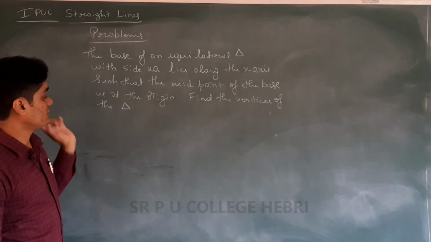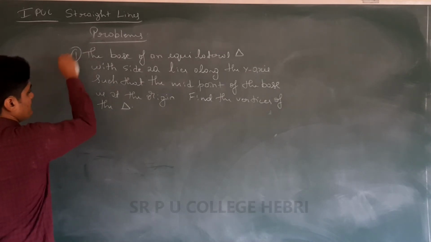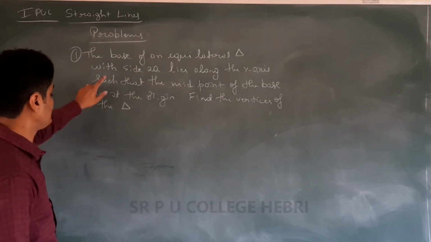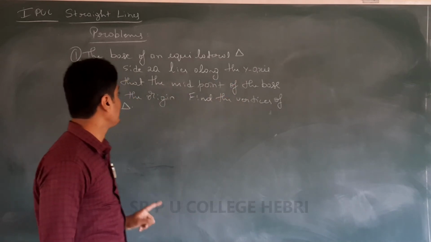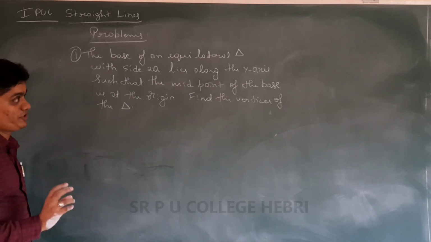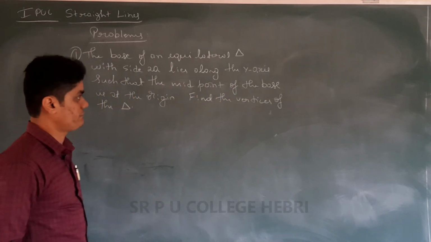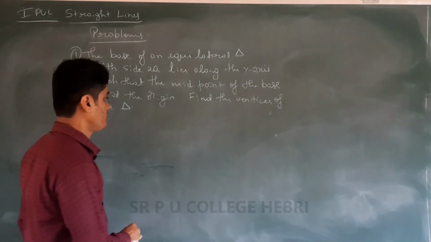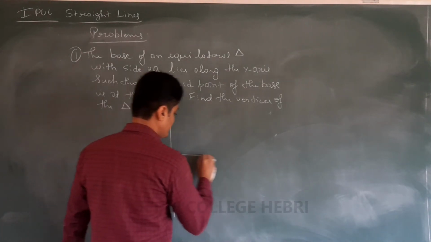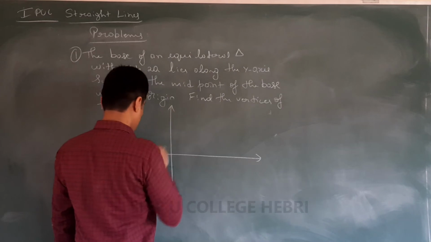So read the question again. First question in the exercise: the base of an equilateral triangle with the side 2a lies along the y-axis such that the midpoint of the base is at the origin. Find the vertices of the triangle. To solve this problem, first we have to draw a diagram. Only if you draw the diagram will it be clearly understood.